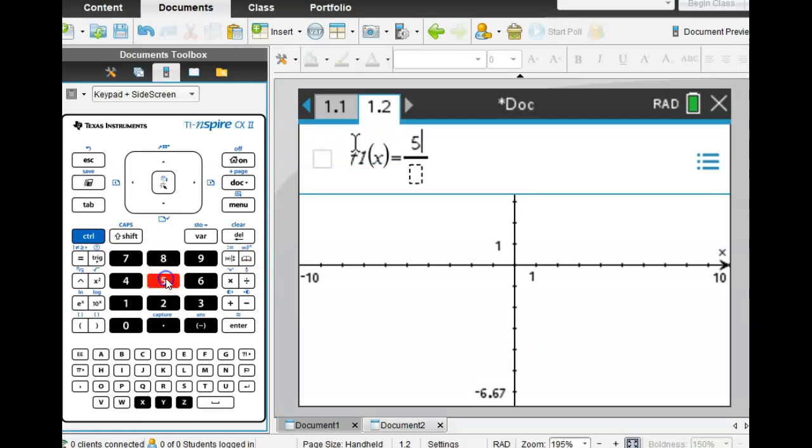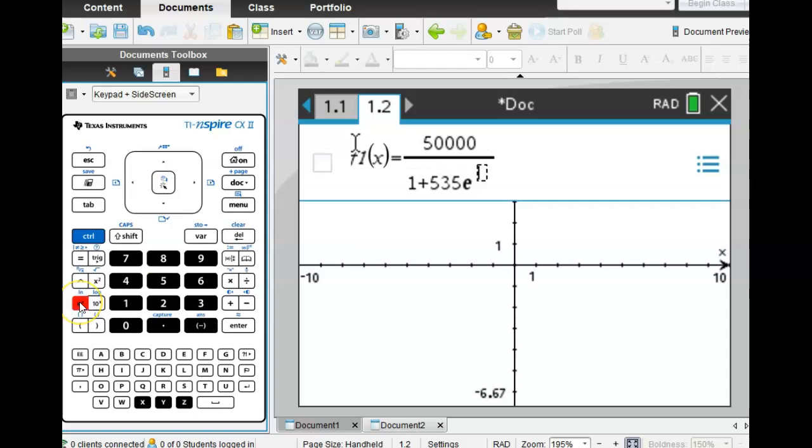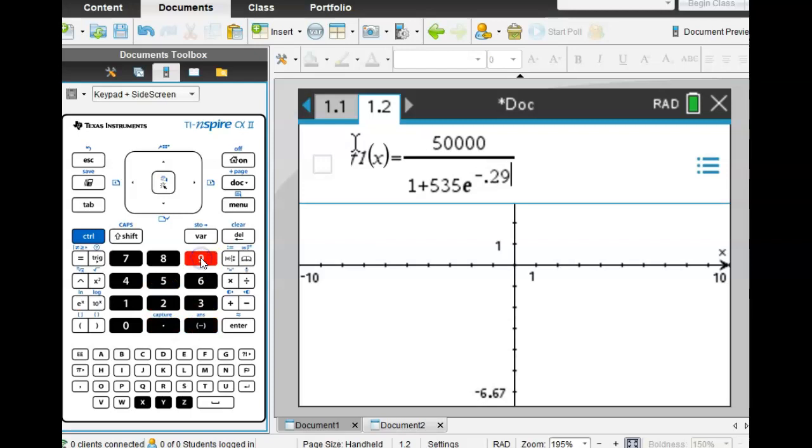So we're going to type in 50,000. And then in the denominator, I'm going to have 1 plus 535. And then e to the x is right here on the row with 1. And then that's going to be negative 0.29. And you can't use t, you have to use x. Okay? It should look like that. Let me know if you are struggling with any of this at all. I know we haven't been using it that much.